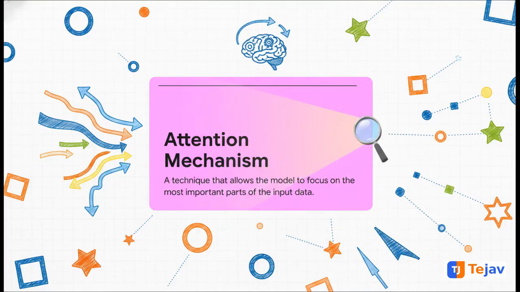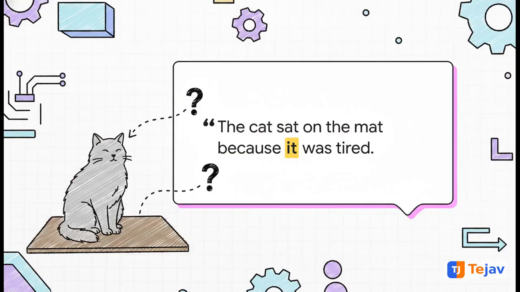So, what is attention? Just think of it like a spotlight. It's a mechanism that lets the model decide which words in a sentence are most important. As it's processing all this information, it learns to pay more attention to the key pieces it needs to understand the full context. Let's use a classic example to make this real.